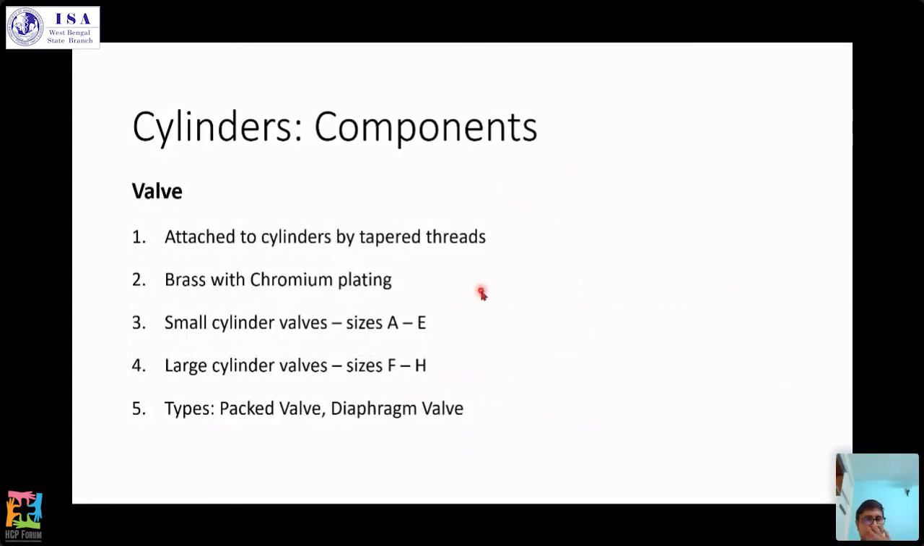Valve is a very important component. It is attached to the cylinders by a tapered thread. It's made of brass with chromium plating. For the small cylinders, A to E, we've got small cylinder valves. For large cylinders, F to H, we'll have the large cylinder valves. And there are two types of valves, packed and diaphragm valves.